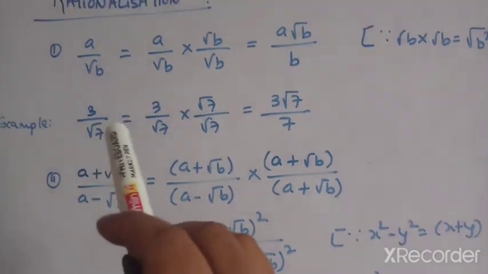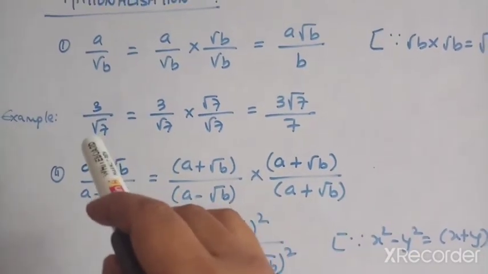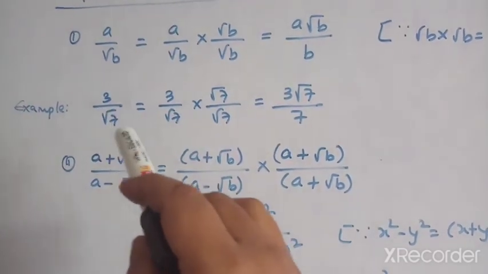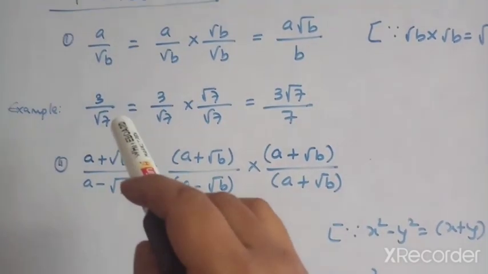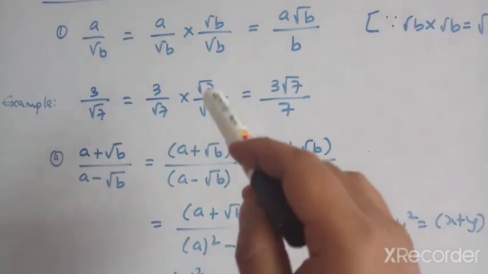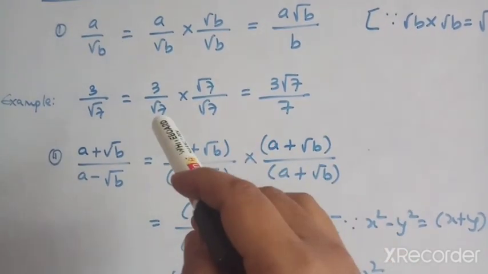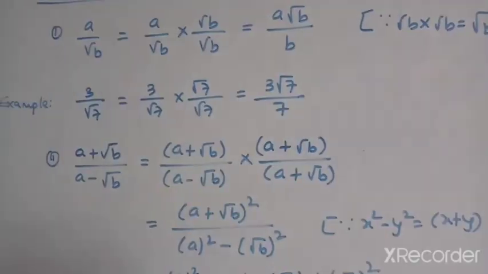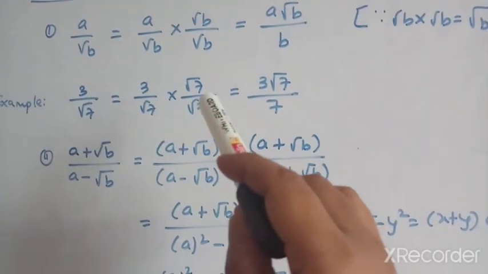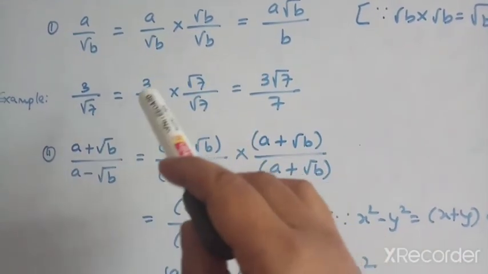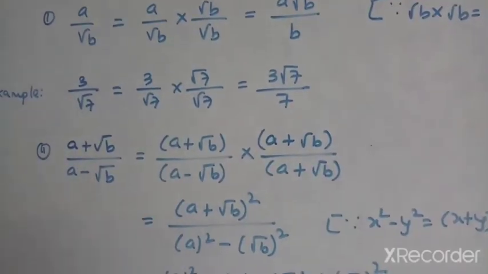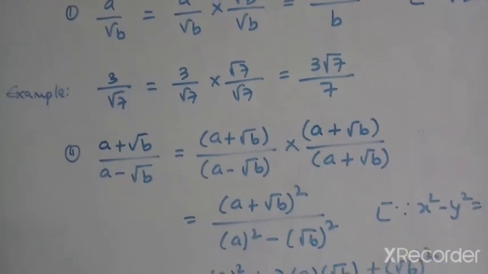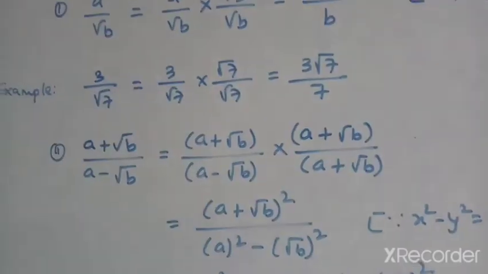For example, if I take this fraction 3 by root 7, in order to make this denominator free from the surd, we will multiply and divide by root 7, since there is root 7 here. If you have root 5, you need to multiply and divide by root 5. So this will be 3 into root 7. These two will not multiply, rational and irrational, they will remain as it is. And root 7 into root 7 will be 7.